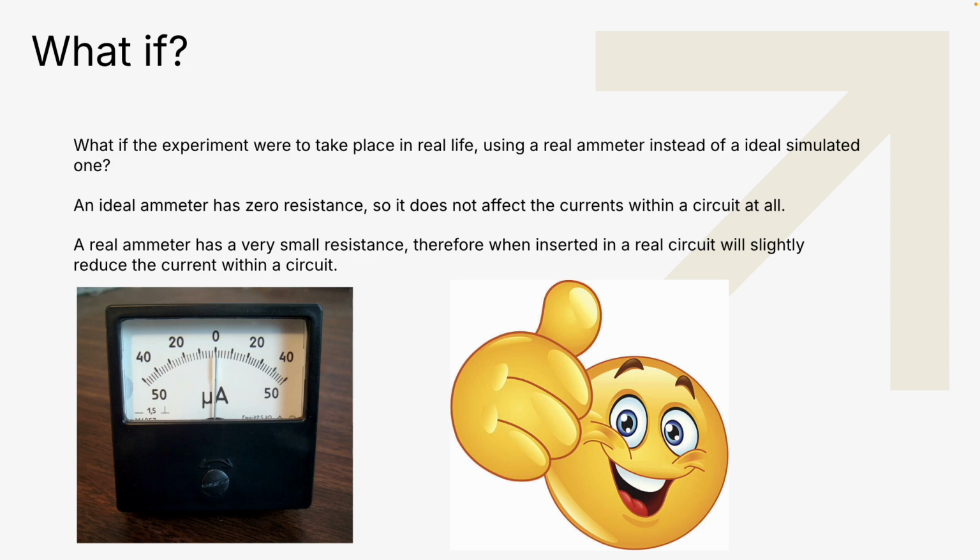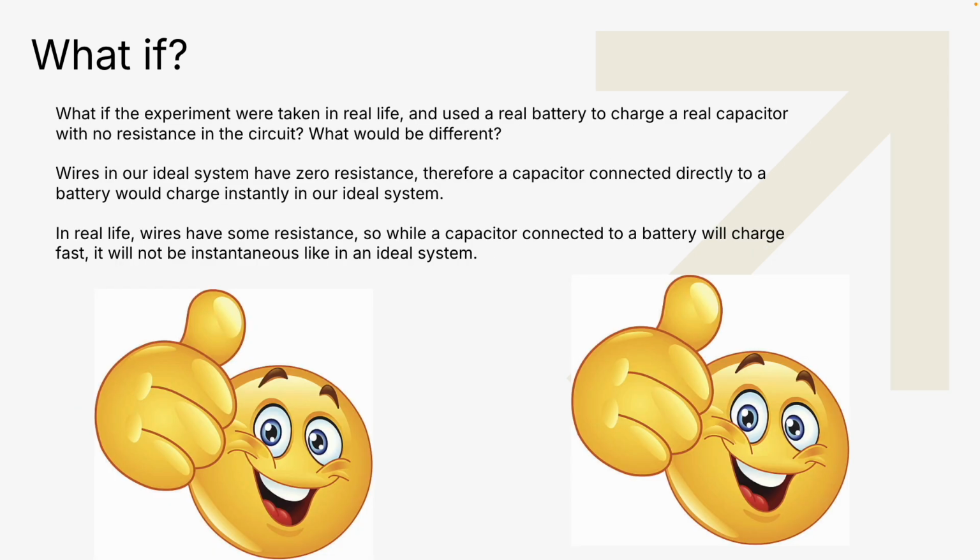What if? What if the experiment were to take place in real life using a real ammeter instead of an ideal simulated one? An ideal ammeter has zero resistance, so it does not affect the currents within a circuit at all. A real ammeter has a very small resistance, therefore when inserted in a real circuit it will slightly reduce the current within a circuit.